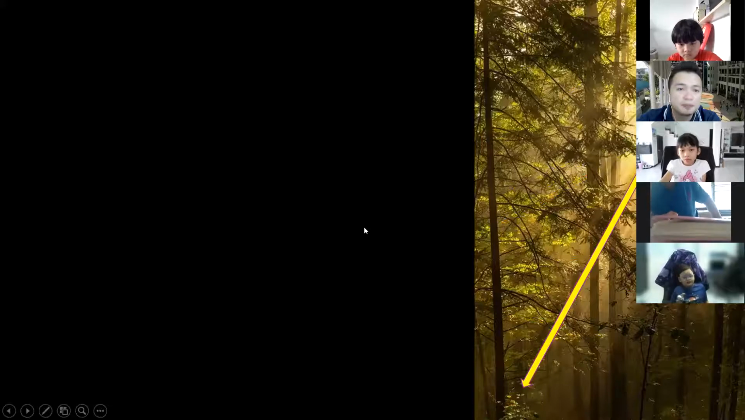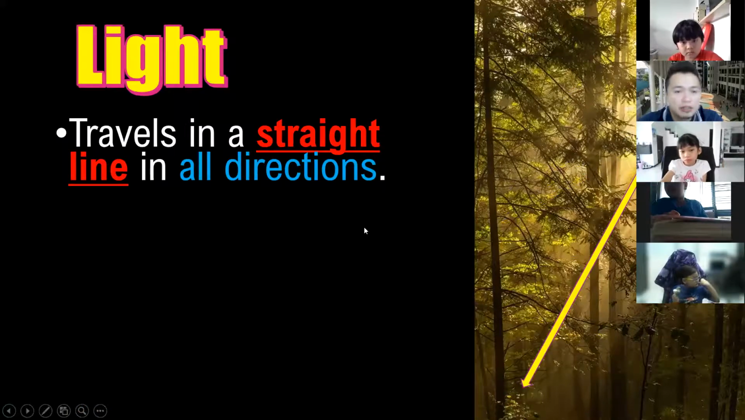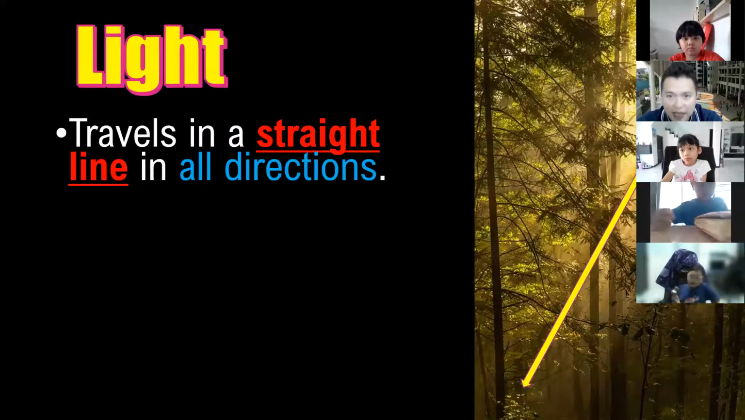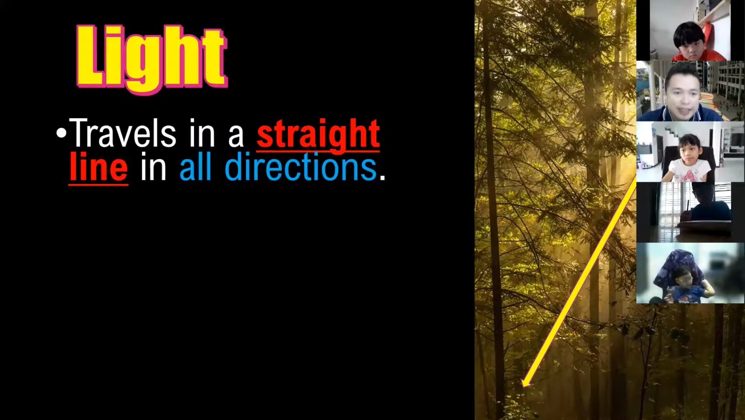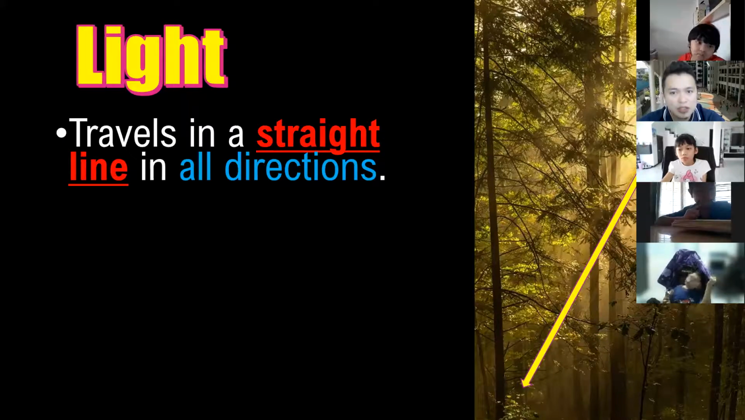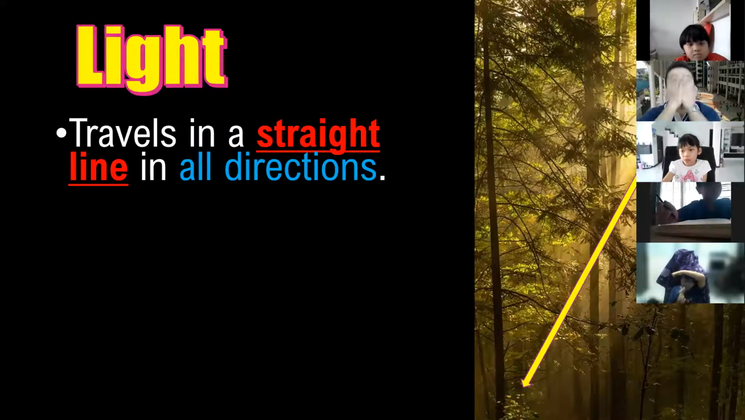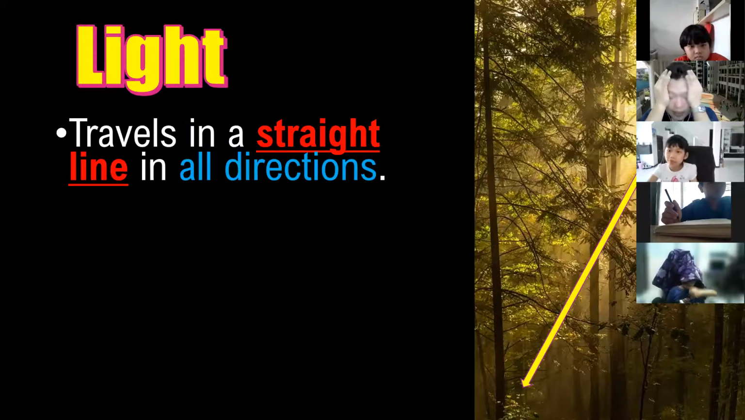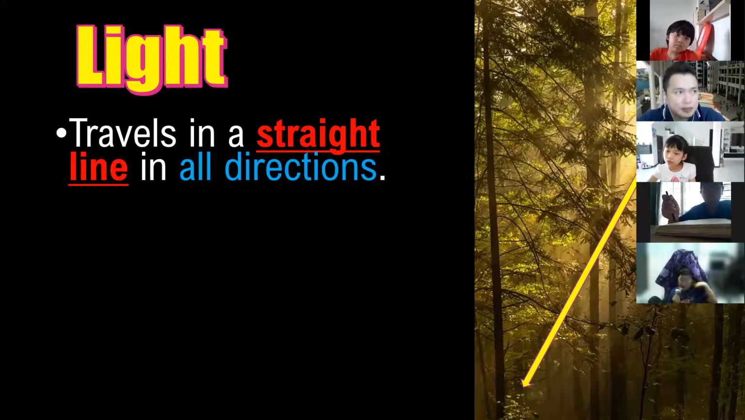Remember that, and don't forget. Here, light travels in a straight line in all directions. See that? Light travels in a straight line in all directions, not in some directions, not in a zigzag line, not in one direction, but in all directions. That's how the light travels.